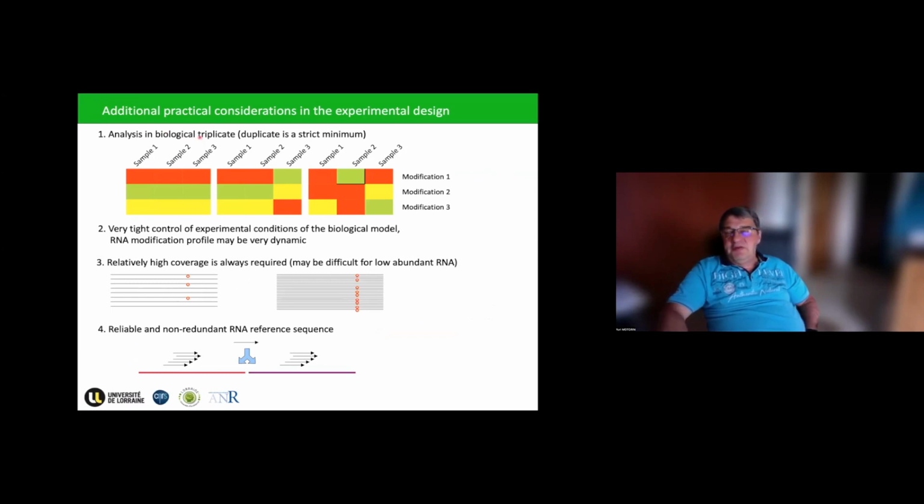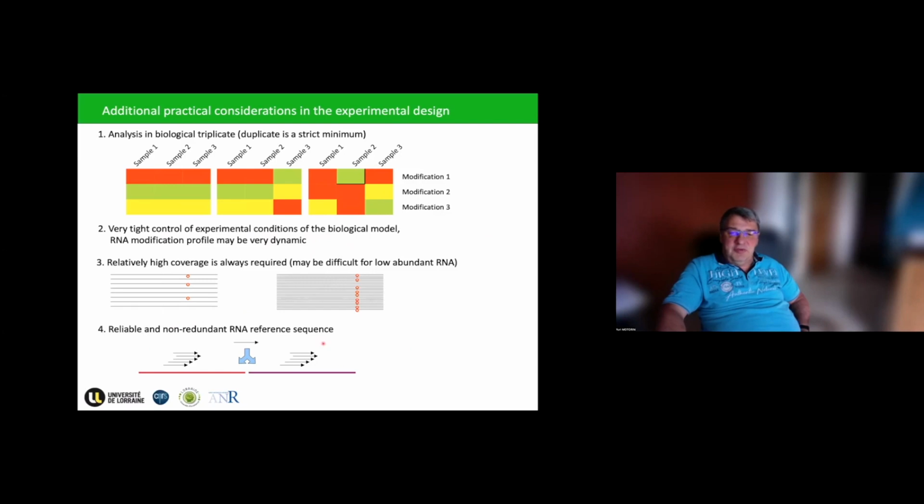So, analysis of biological triplicates, duplicate is a strict minimum, is good, but imagine you have this, you are happy, but what will you do with this type of profile, even with 3 samples, it's very difficult to compute something. So since modifications can be variable under experimental conditions, they may be modulated by different parameters. So control of experimental conditions should be very, very tight. And we need, of course, quite substantial coverage to detect modification in practice.